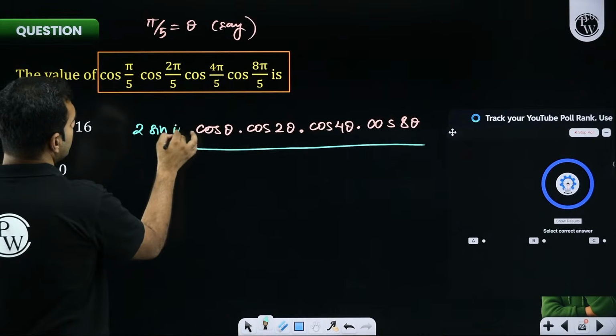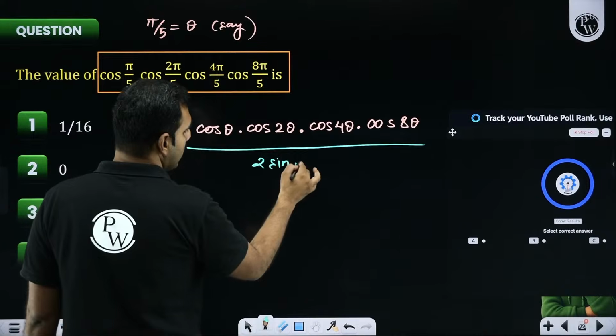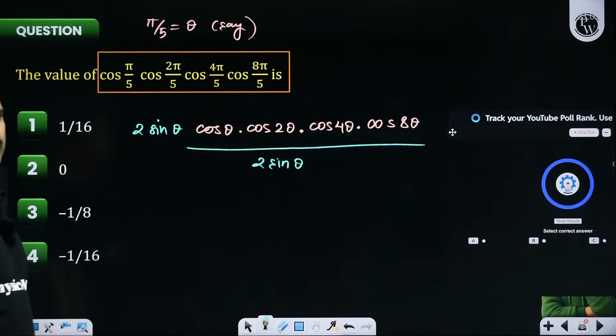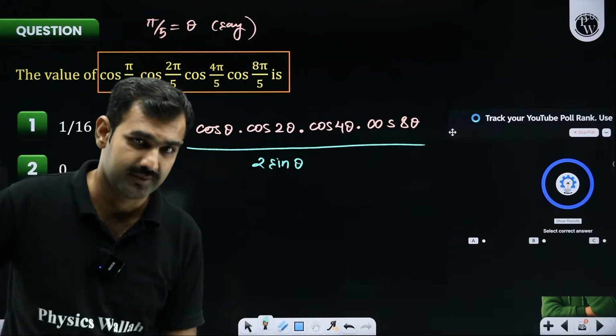Sir, again, how can you do anything like that? I am doing it because I'll divide it by the same thing. If I'm multiplying it by something, I'll divide it by something, so things stay the same.